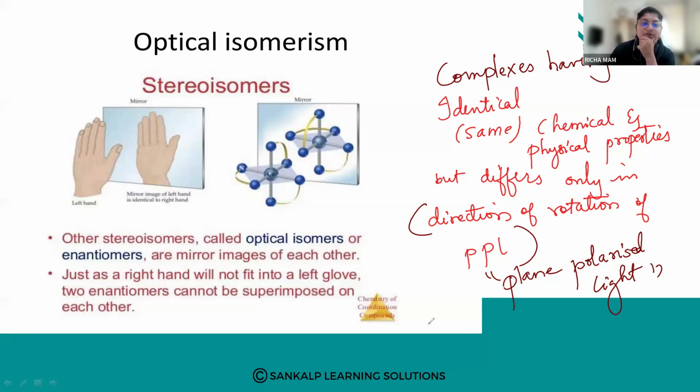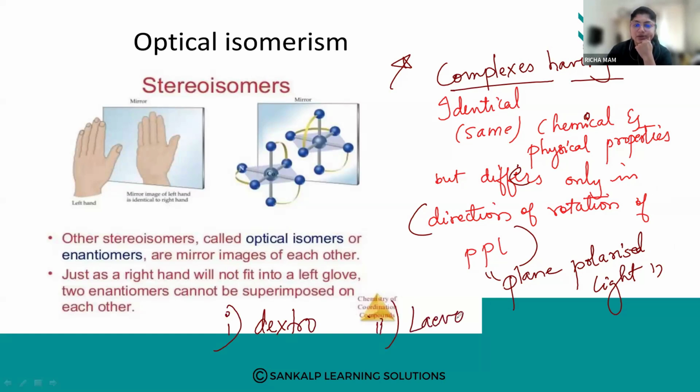The phenomenon is called what? Optical isomerism. So whenever complexes have the same physical and chemical properties but differ in the plane polarized light, they give rise to two types of isomers. Two forms are possible: one is dextrorotatory and the other is levorotatory.